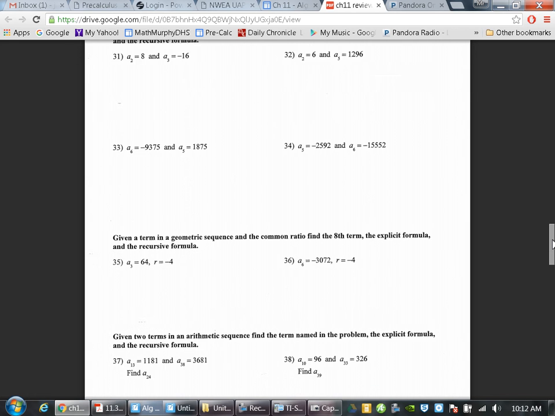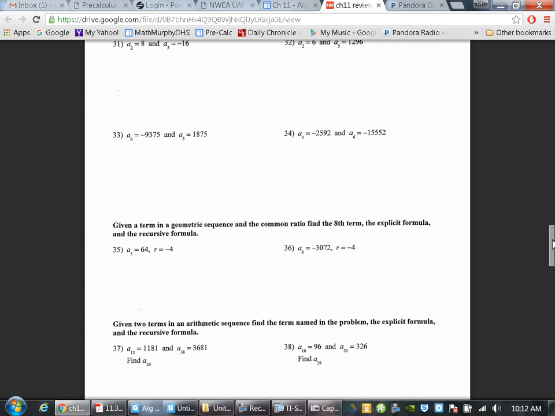Wait, so in arithmetic you eliminate one, but in geometric you just substitute in? Correct.